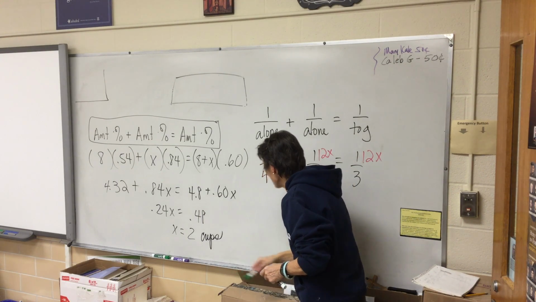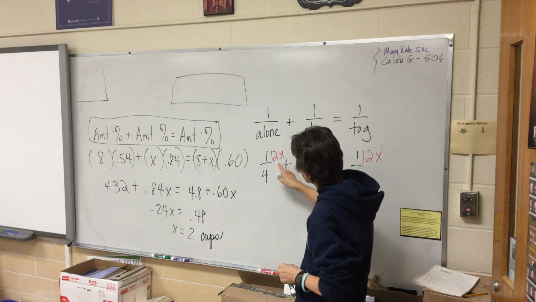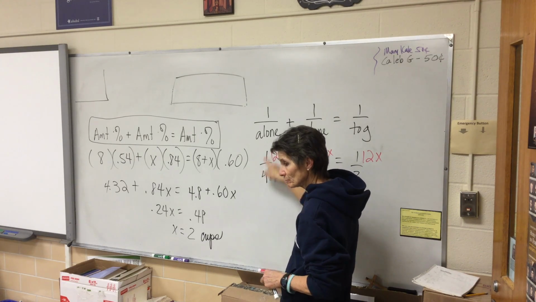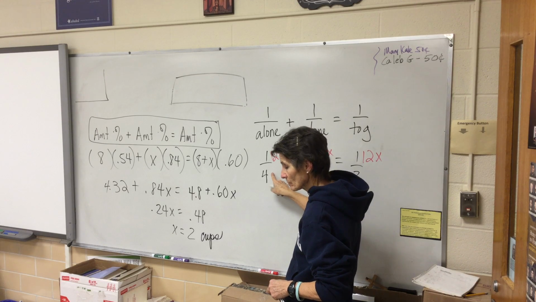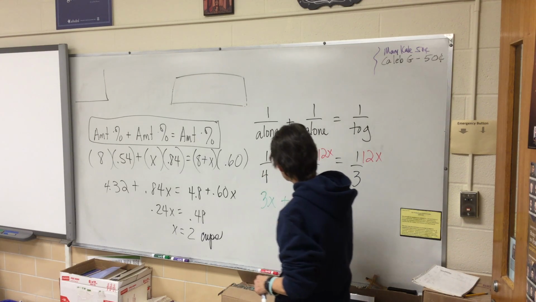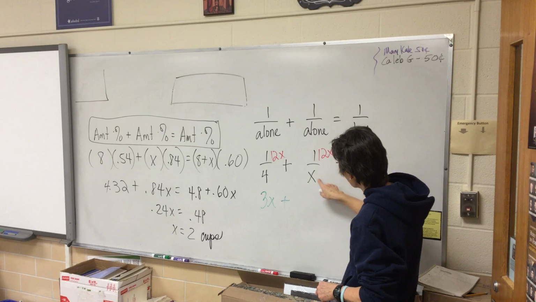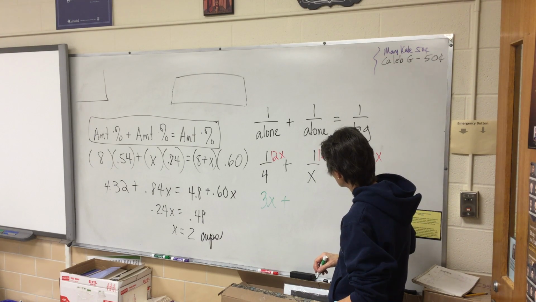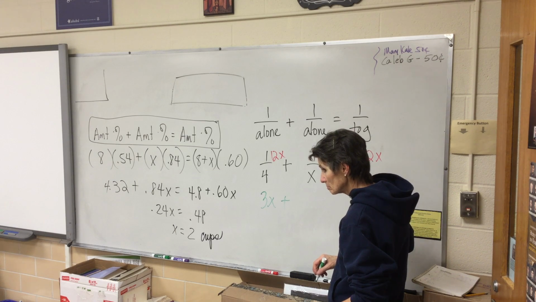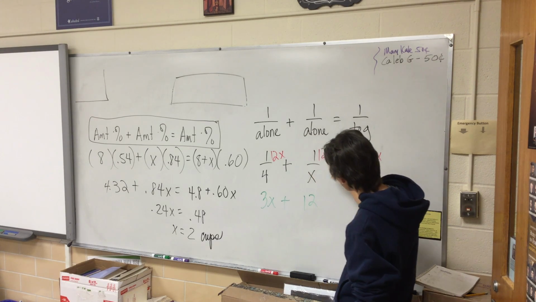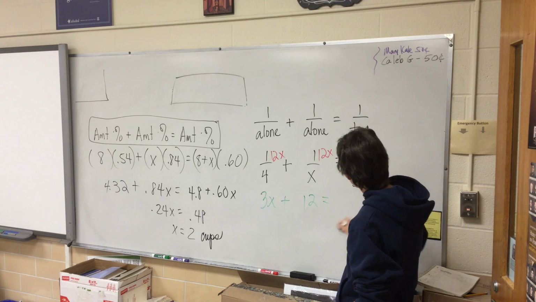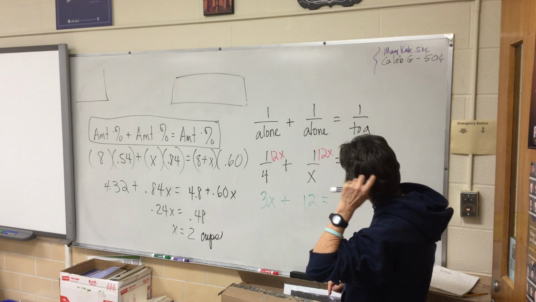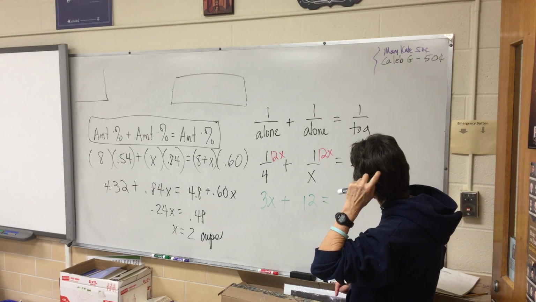Please don't mess this up, you guys. It's really easy. What's 12X divided by 4? What does that become? 3x. Yep, 3x. What's 12X divided by X? It is 12. Heck yeah, the X's cancel. And what's 12X divided by 3? 4x.